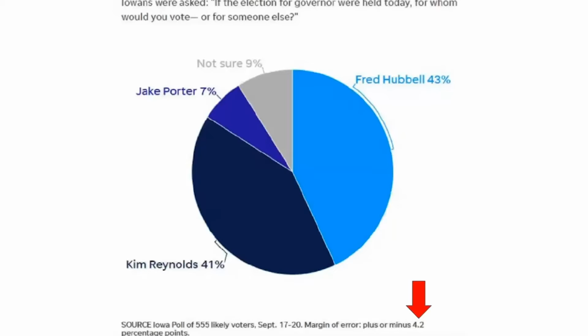Right there. It's in small print, but it's there. Okay. So it looks like it's Fred Hubble 43%, Kim Reynolds 41%, and that's why they said that Fred Hubble is ahead. But is he? Let's find out.